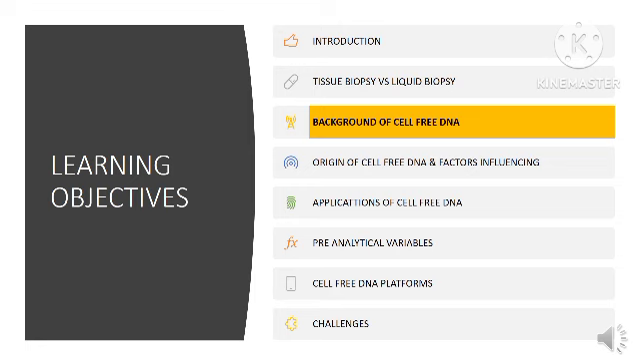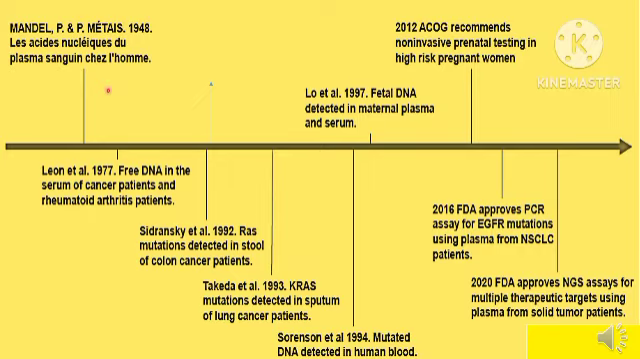Now we are going to see the evolution of cell-free DNA. So for the first time, Mandel et al. described cell-free DNA in the human plasma in 1948. Leon et al. in 1977 studied free DNA in the serum of cancer patients and in autoimmune disease like rheumatoid arthritis. In 1997, Lo et al. described fetal DNA in maternal plasma and serum.